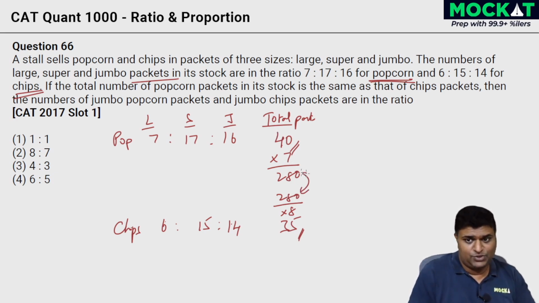Now, given that these two are equal, and that's what is given in the question, we know what to do. So this is into 7 and here into 8. Whatever you're getting over here, the two values, that ratio is what is asked. We need to find the ratio of the number of jumbos, the jumbo popcorn to jumbo chips. So 16 into 7 is to 14 into 8. Simplify, you get a 2, 2 sevens are 14, 14 is to 14 is nothing but 1 is to 1. And that's it. Option 1 is the answer for this question.